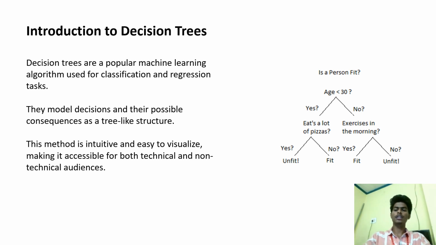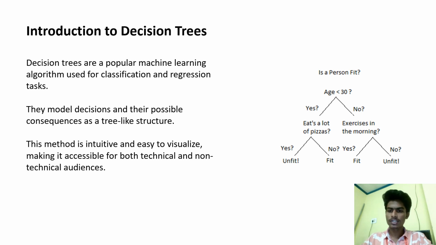If we look at the example here, it is whether a person is fit. Here we are checking whether the person is fit or not. Age less than 30. Mostly fit or unfit is said before 30 and after 30. So we will take age less than 30. If he is less than 30, then it goes to yes. If he is not less than 30, then it goes to no.